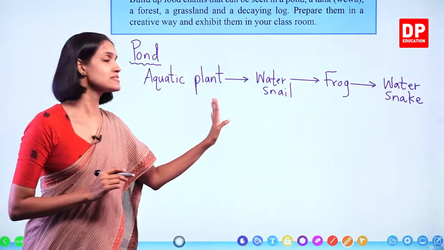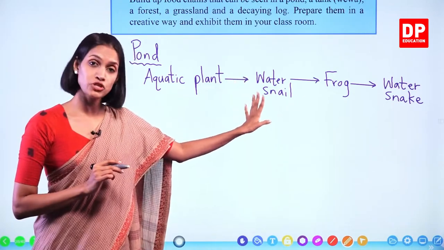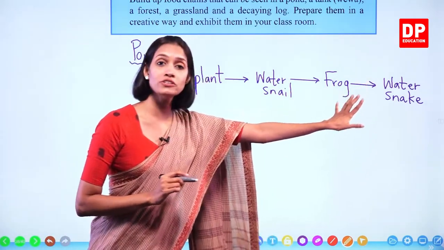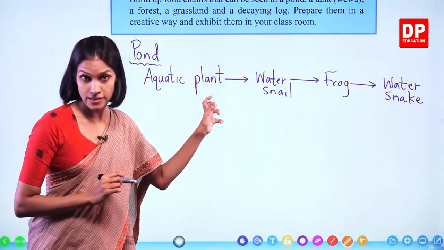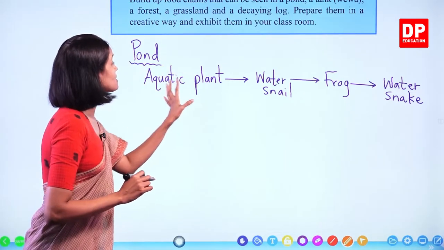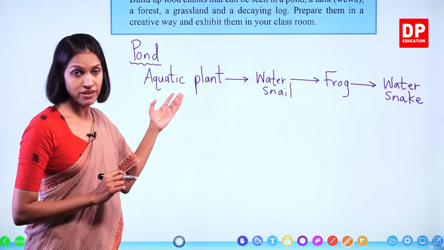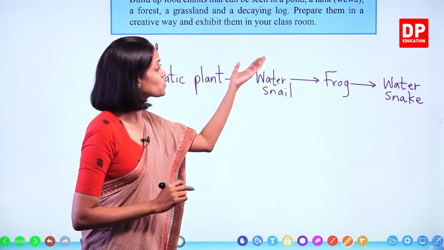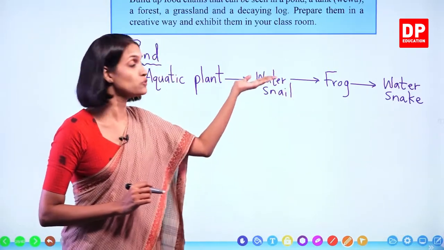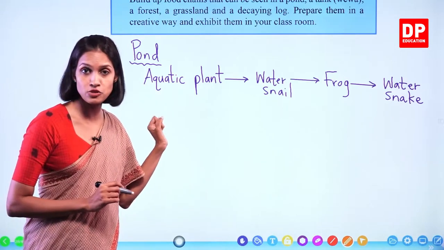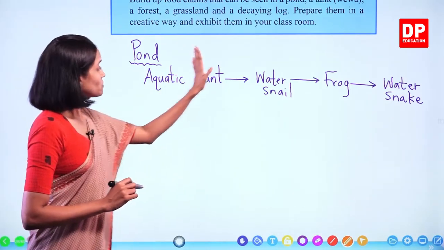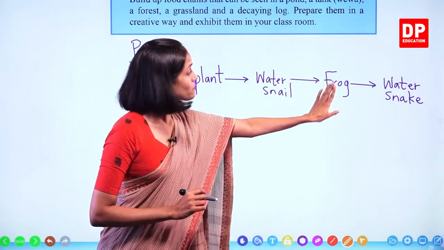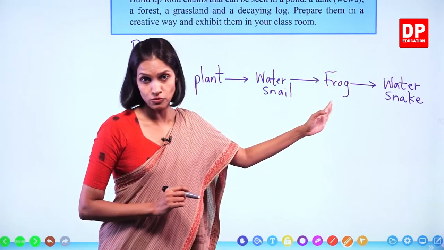Right? So how many links are present in this food chain, children? There are four links. 1, 2, 3, 4. I told you all, one link means one organism, right? So always the first link is the producer. It is always a plant, right? All the other links are considered as consumers. That is because all those other links consume or use the energy produced by the green plants, okay? Right. So, water snail is the first consumer, frog is the second consumer, water snake is the third consumer, okay?